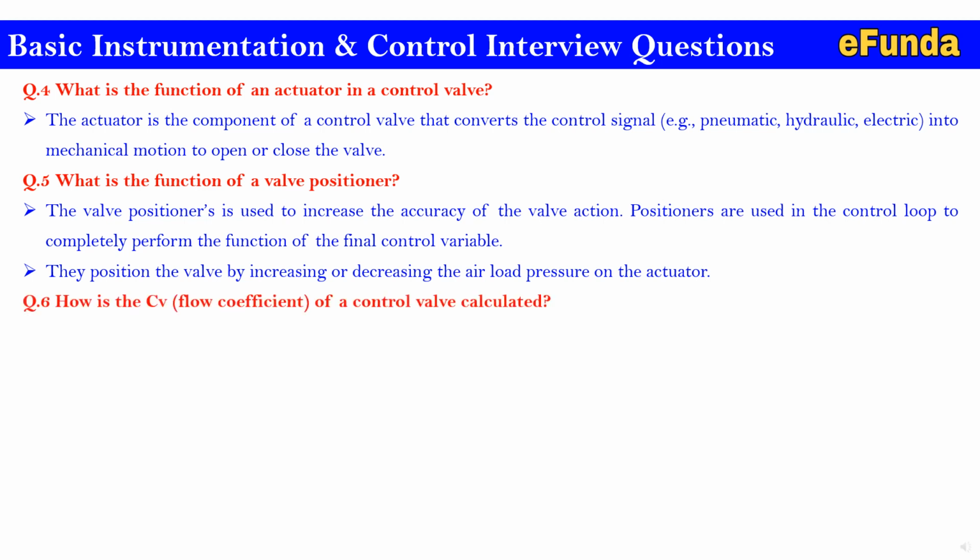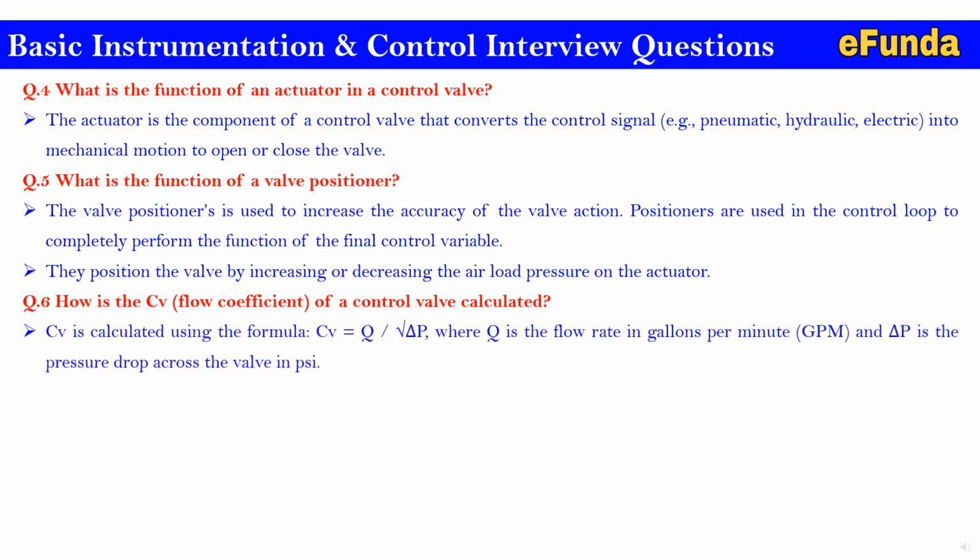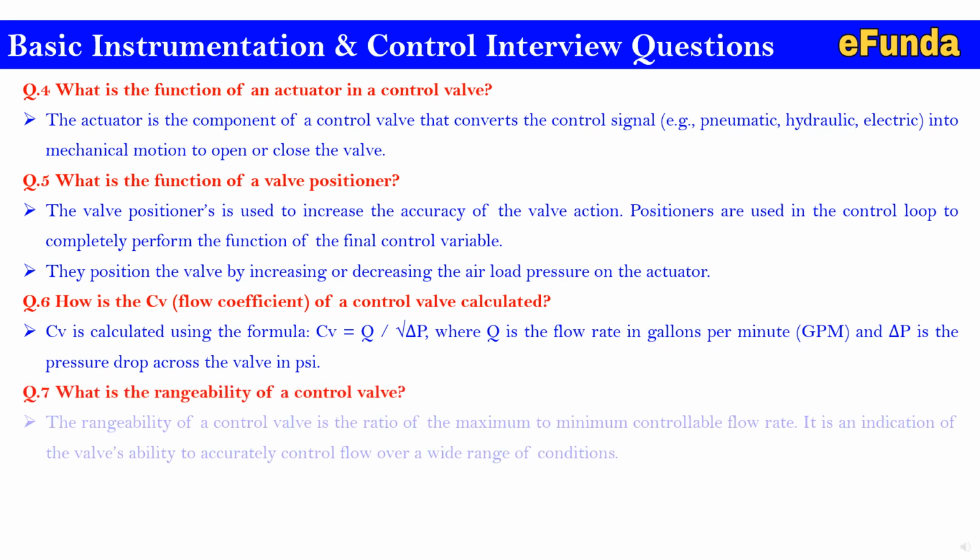Sixth, how is the Cv, that is the flow coefficient of a control valve, calculated? The Cv is calculated using the formula Cv equals Q divided by the square root of delta P, where Q is the flow rate in gallons per minute, that is GPM, and delta P is the pressure drop across the valve in PSI. Seventh question, what is the rangeability of a control valve? The rangeability of a control valve is the ratio of the maximum to minimum controllable flow rate. It is an indication of the valve's ability to accurately control flow over a wide range of conditions.